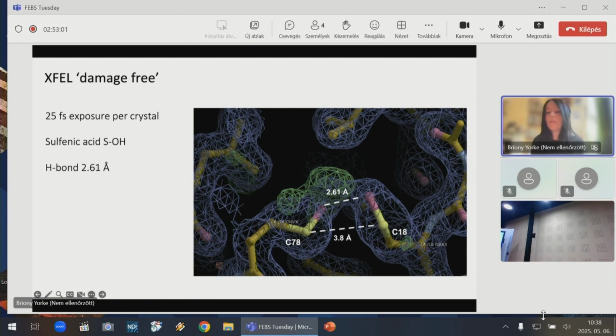Although we need to confirm this, we're not entirely sure how to do that because sulfenic acid is very unstable in mass spec. We need to do some different spectroscopic measurements here.